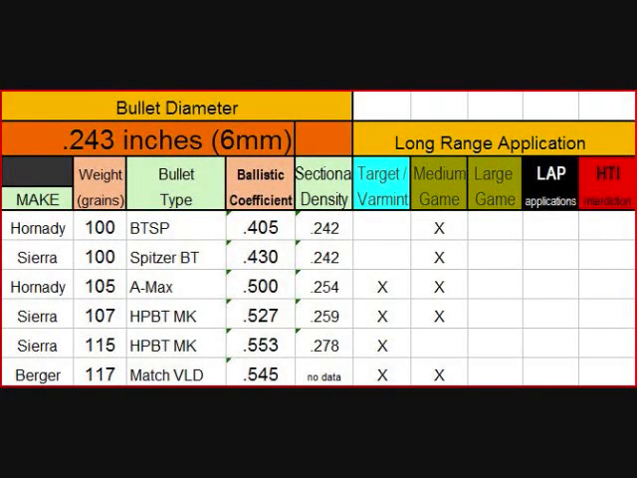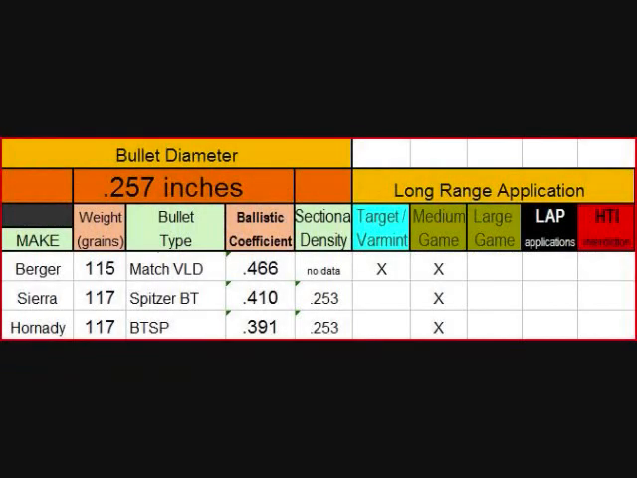Let's go over to the 257 caliber. This is for like 25-06, 257 Roberts. I actually grew up on a 25-06. That's what I learned to shoot on for a big center fire. Surprisingly, the ballistic coefficients on the 257s kind of suck. Your highest is like 466. That's the highest one I could find, and that was a Berger.